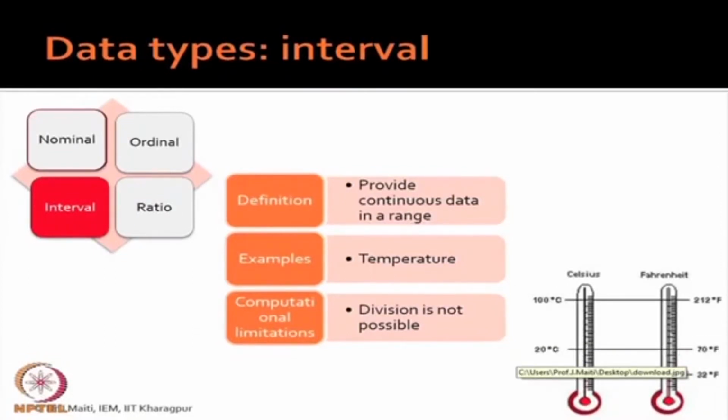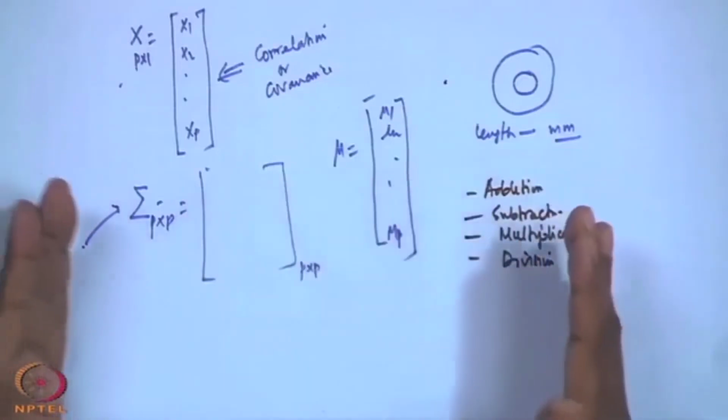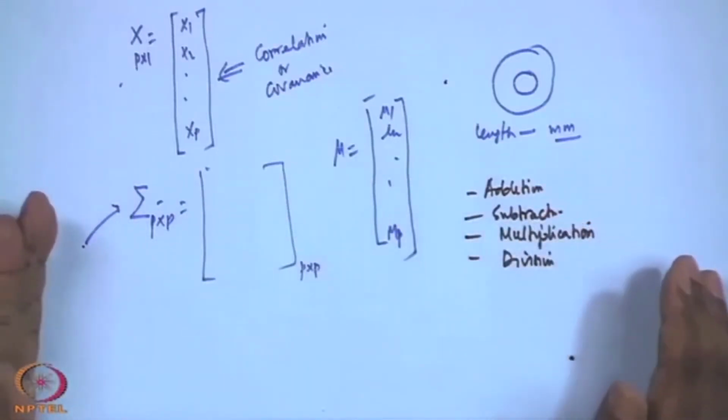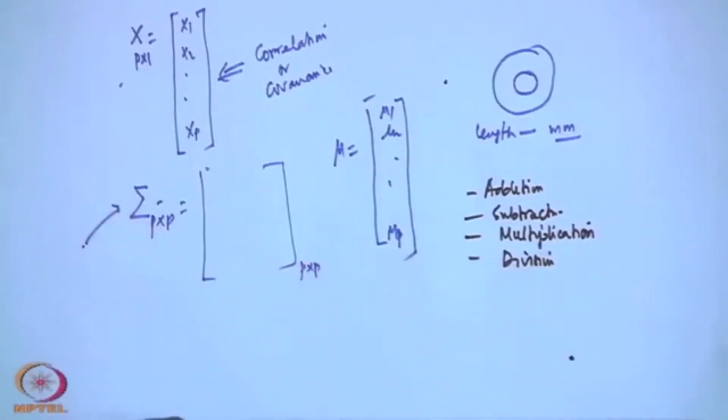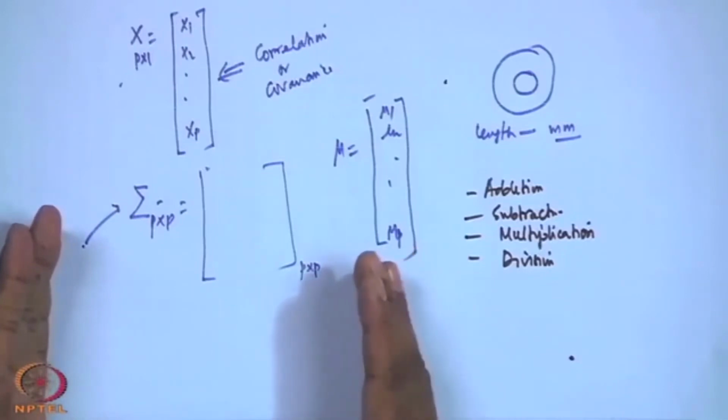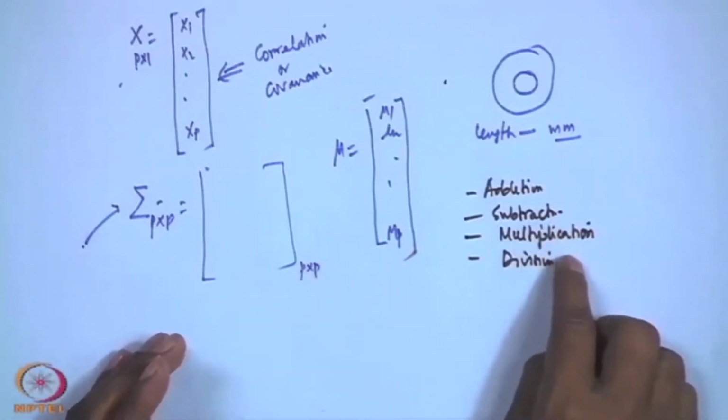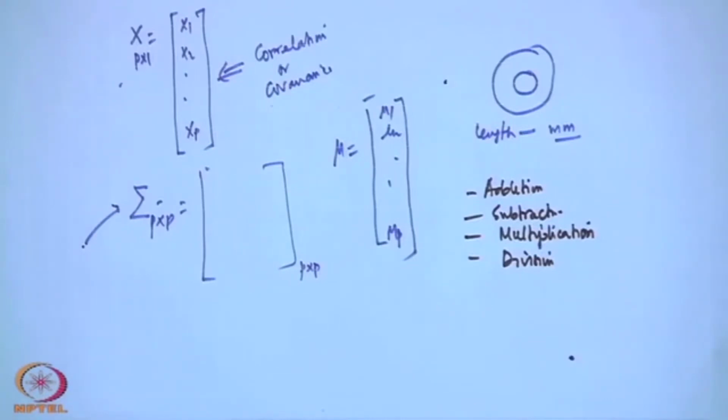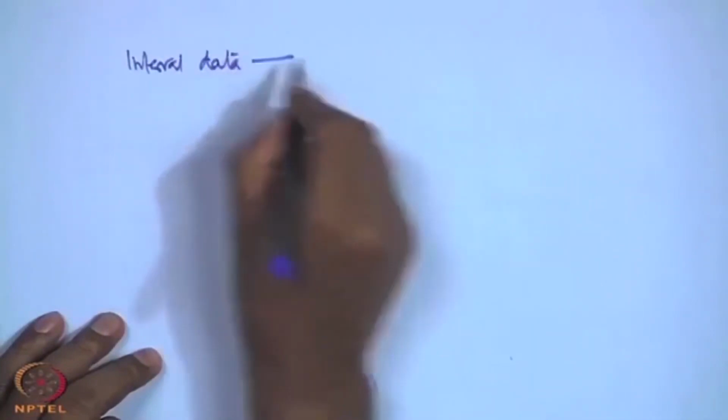So, that means interval scale is a scale where you get interval data, range data, and they all have continuous properties, and they can do 3 arithmetic operations very easily: addition, subtraction and multiplication. But when you do division, you will find that when you change the scale, they are not matching. So, in interval data you cannot go for division. Interval data: division not possible.